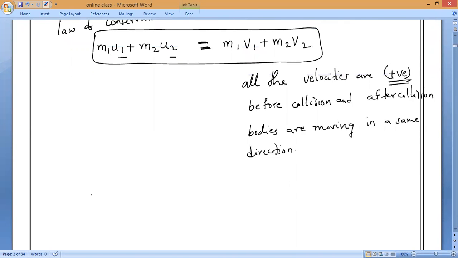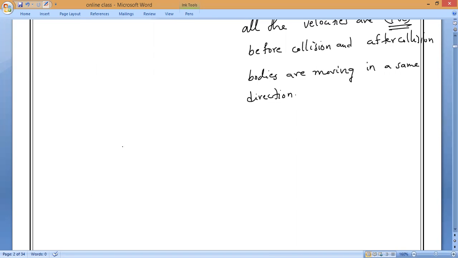Let me explain with a diagram. For example, imagine this is one car moving in the forward direction. What is its velocity? Initial velocity is positive only. Now another car is also moving in the same direction. Its initial velocity is also positive. Do you understand, Mitakshri?